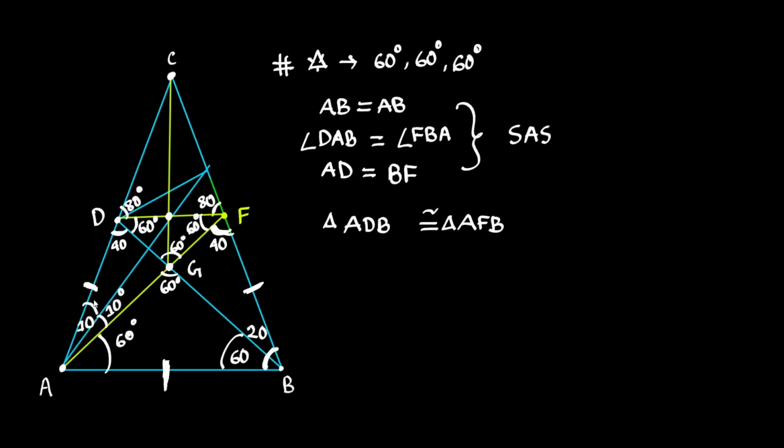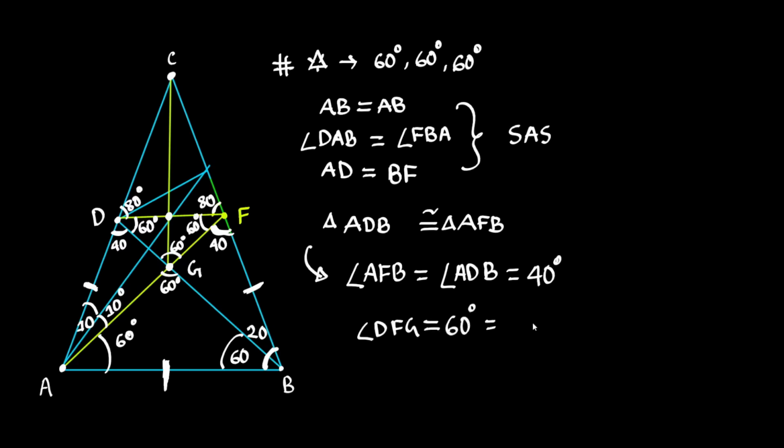Because we'll have to prove a lot of other congruences here as well, let me just write them down. What we found out from this is that angle AFB is equal to angle ADB, which is equal to 40. And due to this 40 degrees, we have angle DFZ equal to 60.